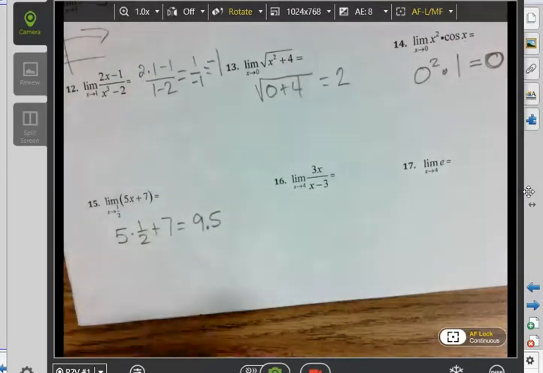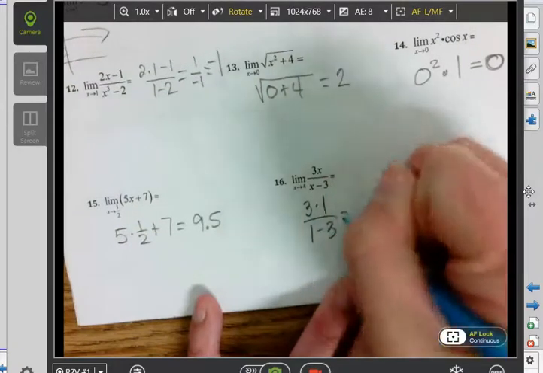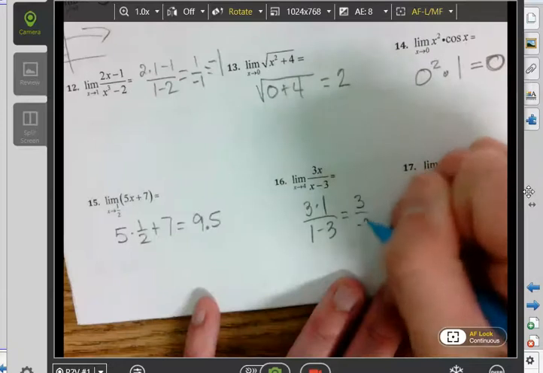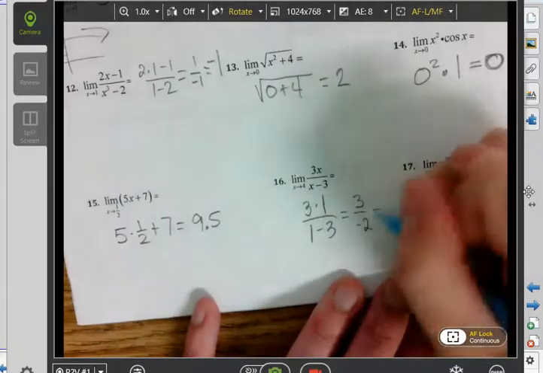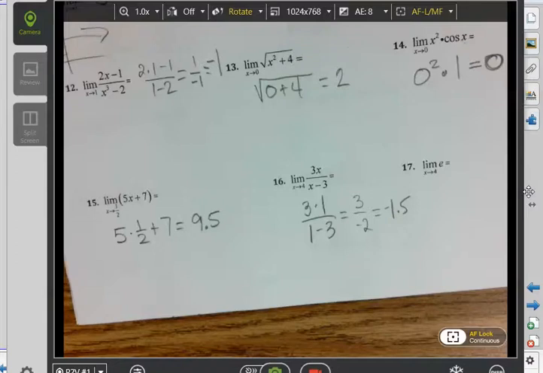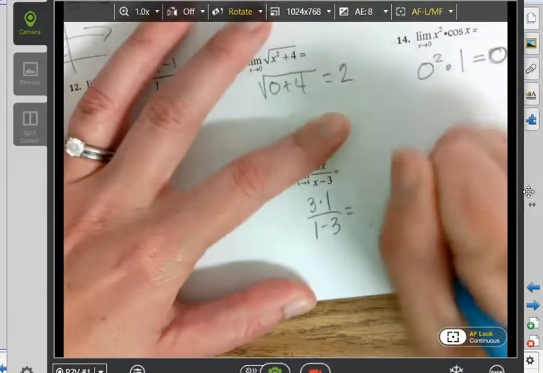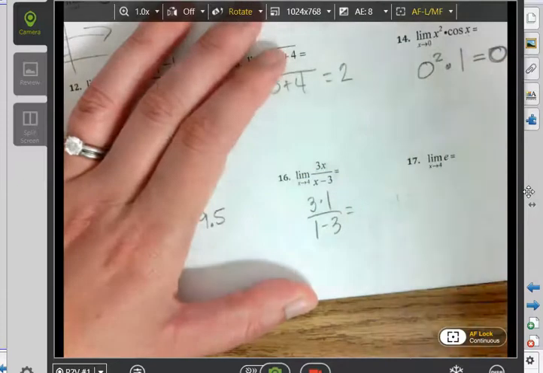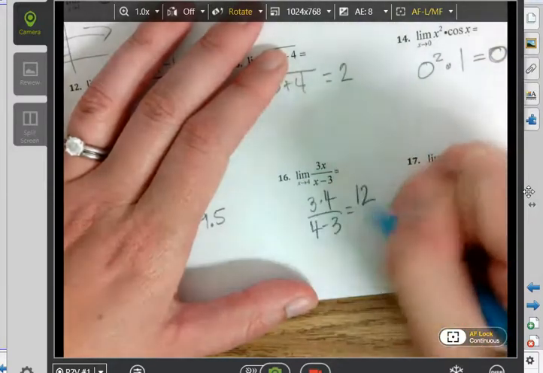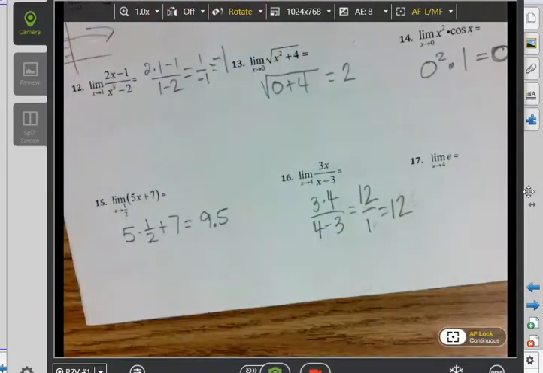Okay? All right, and then 3 times 1, 1 minus 3. 3 over negative 2, yeah? So negative 1.5. It's 4. Oh, it's a 4. Then I did it completely wrong. Thanks for telling me. So we get 12? You sure? Okay. All right.